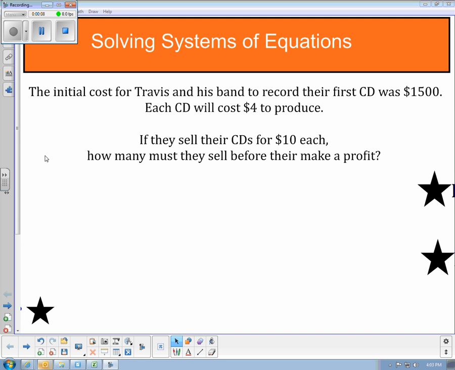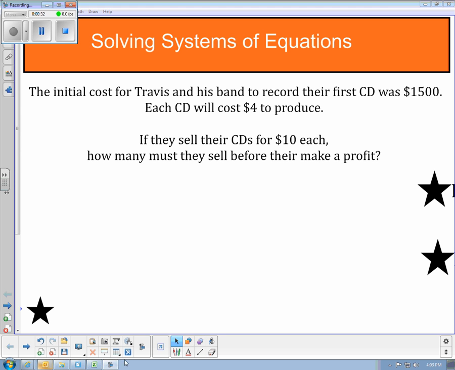Of equations. Today we're going to talk about how to solve systems of equations using a couple of different methods. So our example up at the top of the page talks about the initial cost for Travis and his band to record their first CD was $1,500. Each CD will cost $4 to produce. If they sell their CDs for $10 each, how many must they sell before they can make a profit?